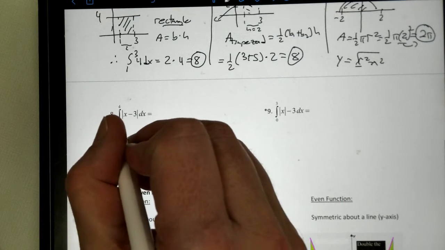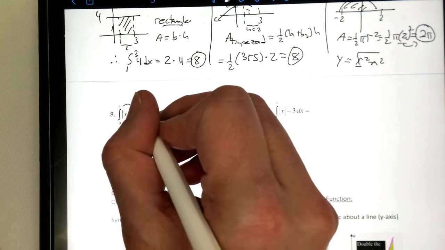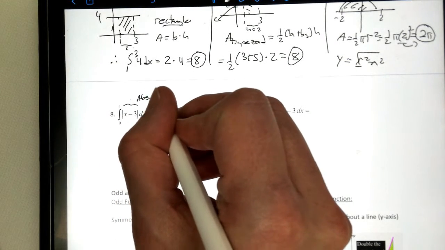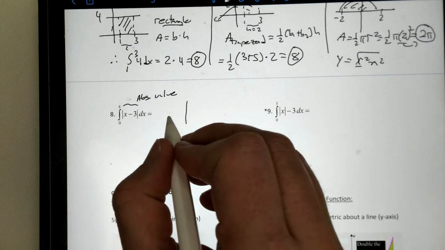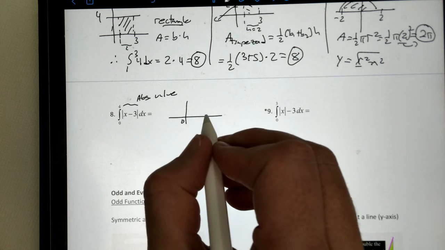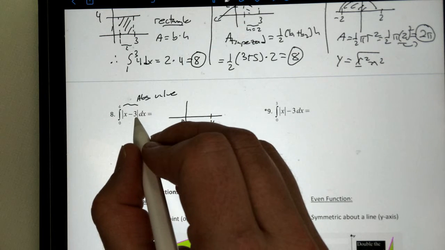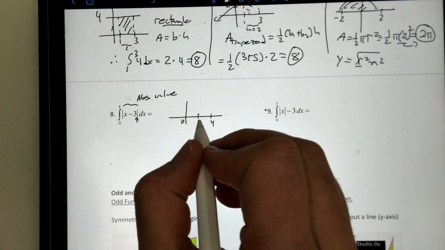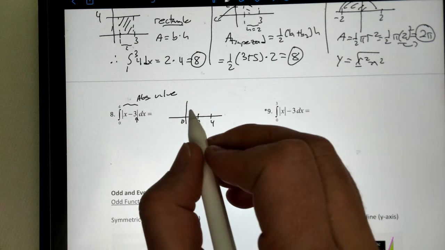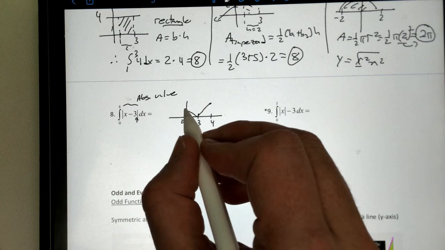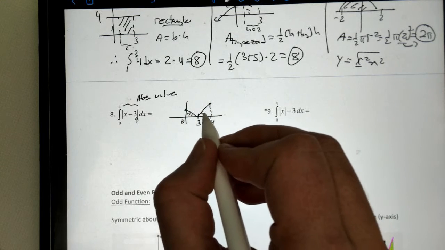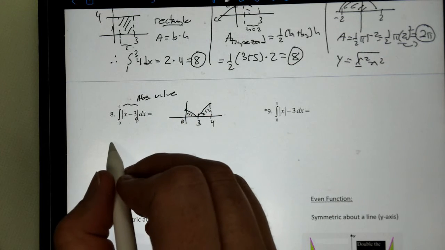If we look at a question like number 8 here, we have our absolute value. Absolute value is easy to graph. We're going to go from 0 to 4. We have a vertex at 3. And we know what absolute value looks like. It looks like a check mark. There it is. So if you notice, what we wind up with is two triangles.